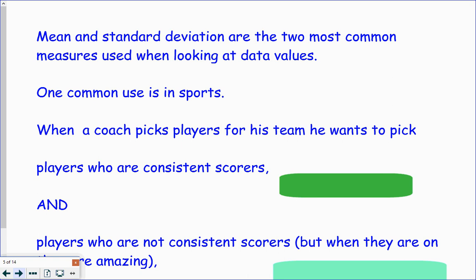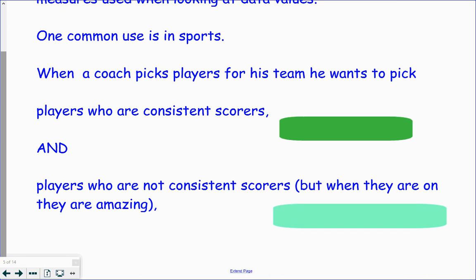Okay, so mean and standard deviation are the two most common measures used when looking at data values. So for example, one common application area is in sports. So when a coach picks players for his team, he wants to pick players who are consistent scorers and players who are not consistent scorers, but when they're on, they are absolutely amazing. So the players who are consistent scorers, they have a low standard deviation and a pretty good mean. Okay, so they have a pretty good points per game average, and they're very consistent with getting that.